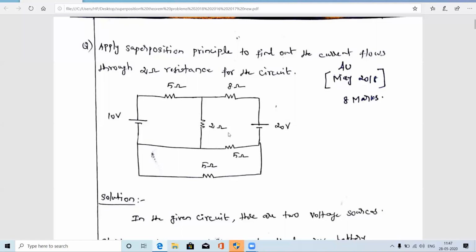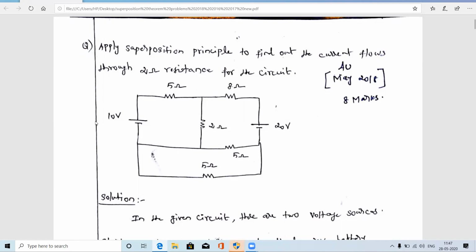superposition principle. So here you see the question: apply superposition principle to find out the current flowing through the 2 ohm resistor for the circuit shown in the figure. This is the given question, from May 2018. In this circuit there are some resistances with two batteries connected. This is a 10 volt battery and this is a 20 volt battery.